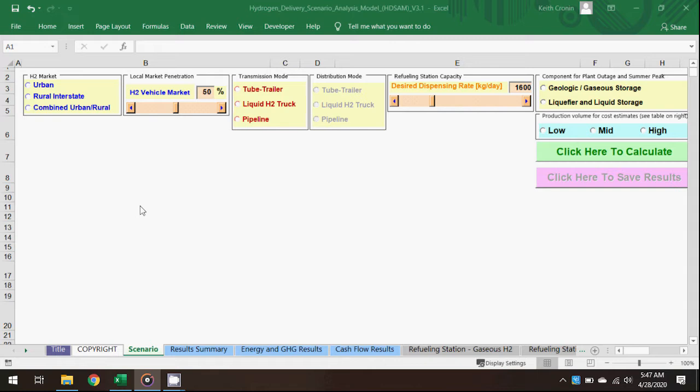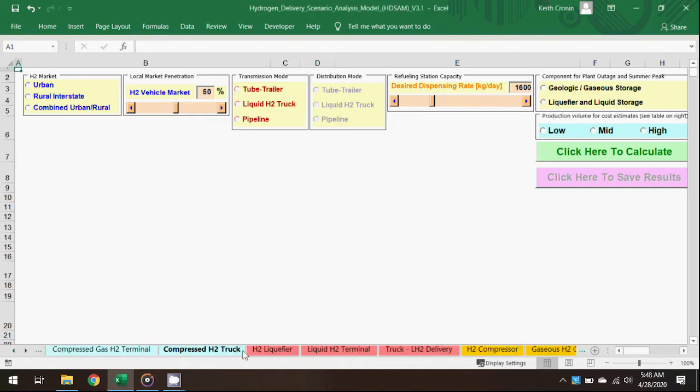On the scenario worksheet in the model, there are some market demand selections, delivery mode selections, a refueling station capacity selection, and storage options. The selections for the liquid hydrogen pathway include the liquid H2 truck for the transmission and distribution modes, and liquefier and liquid storage for the storage option.